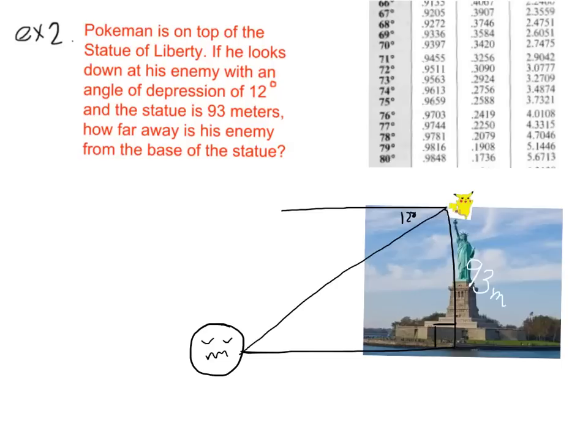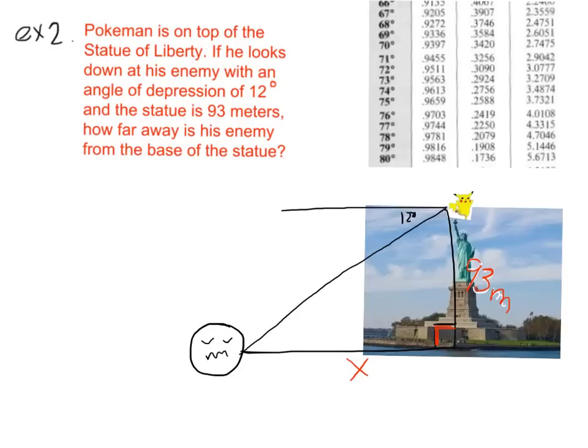But the important thing that I want to point out is my question here is, how far is he away from the base? So I'm asking, how far is this base? Now I have my right angle right here, and I have this side of 93 meters, but I don't have any angles in here. I don't have this angle, and I don't have this angle.